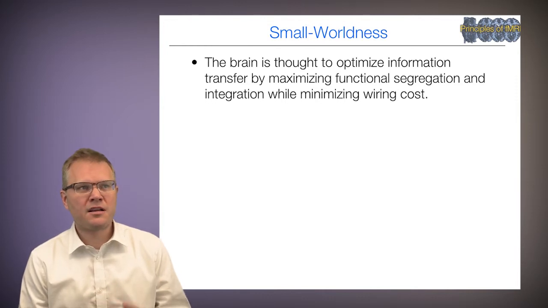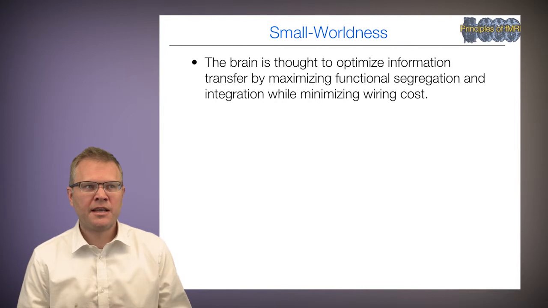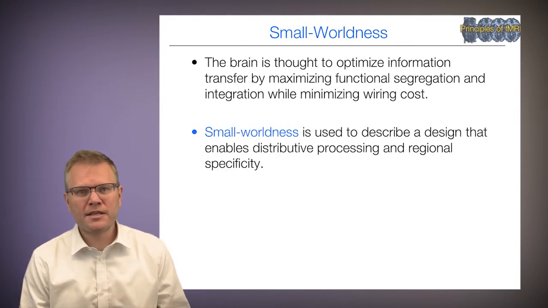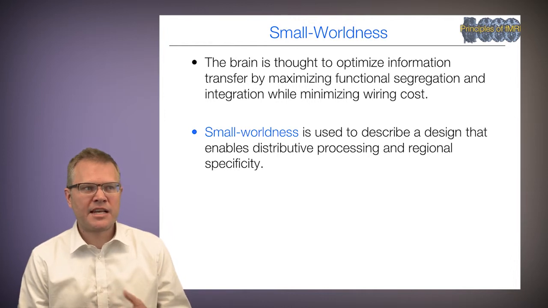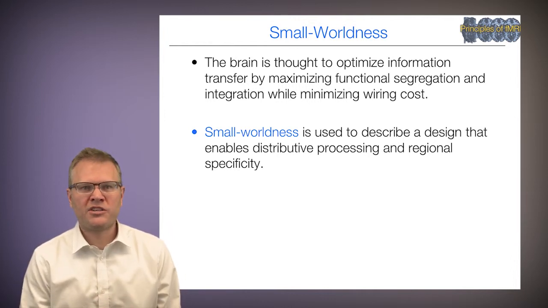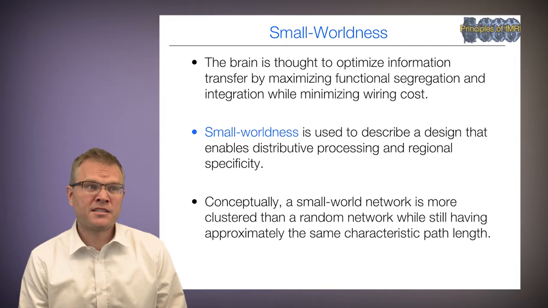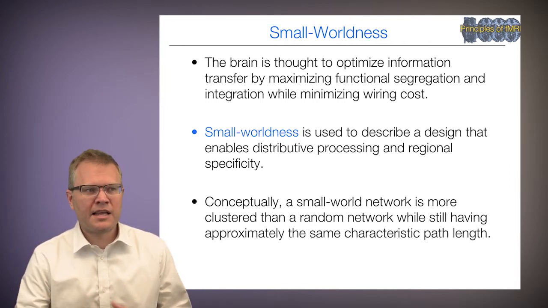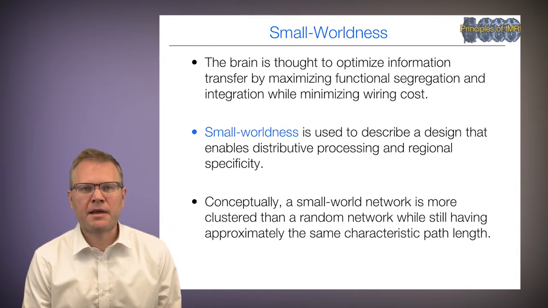The brain is thought to optimize information transfer by maximizing functional segregation and integration while minimizing the wiring cost. And small worldness is used to describe a design that enables distributive processing and regional specificity. Conceptually, a small world network is more clustered than a random network while still having approximately the same characteristic path length.